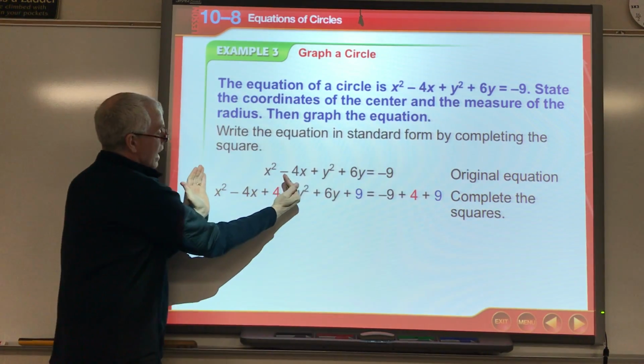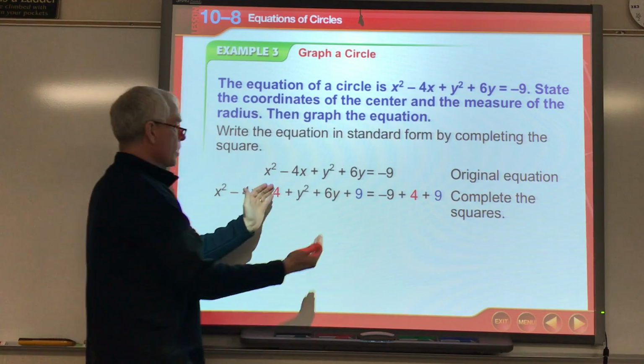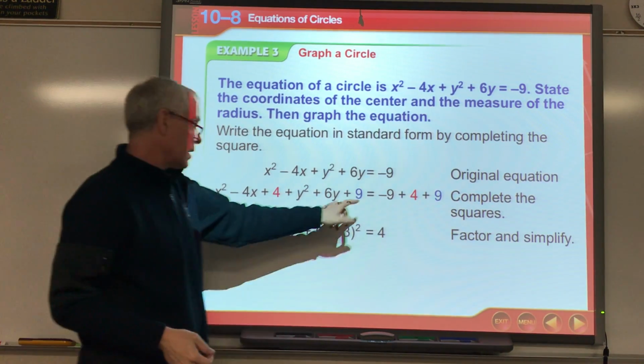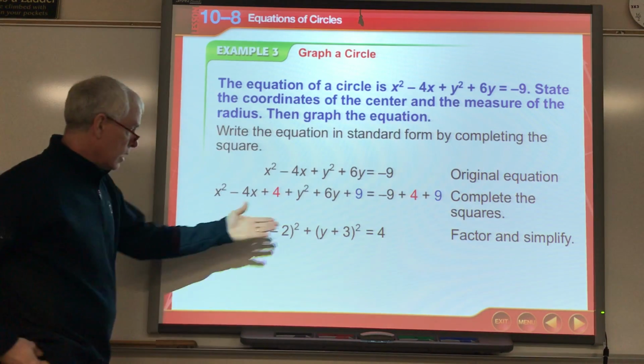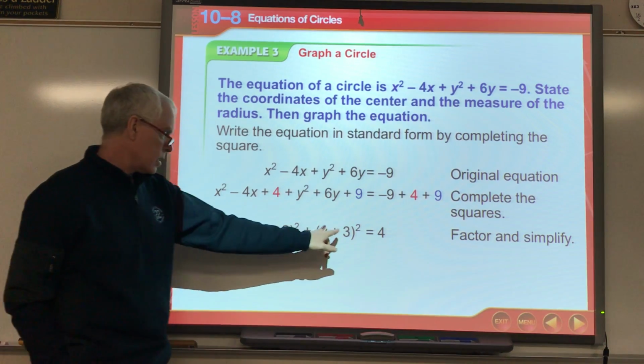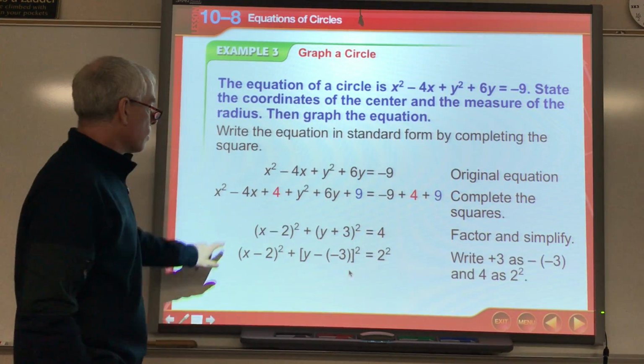So this becomes x minus 2 quantity squared. I made it a perfect square, I completed the square. This is y plus 3 quantity squared. And then the right side, if you add all that together, is just 4, and that's the standard equation of a circle. And so they want me to graph it now. Well, my center is going to be at 2, negative 3, so I should put a dot there. And my radius is 2, okay?